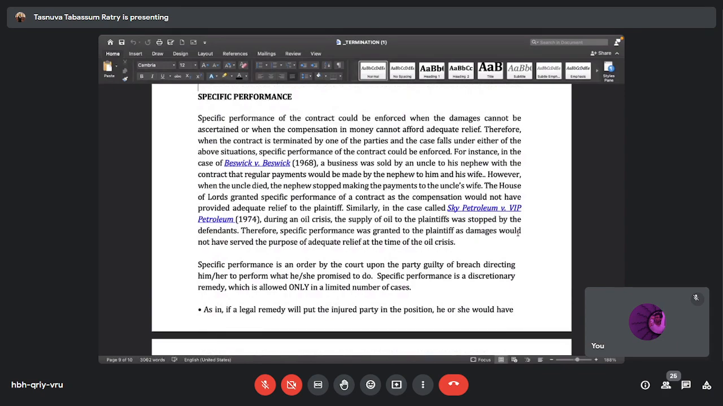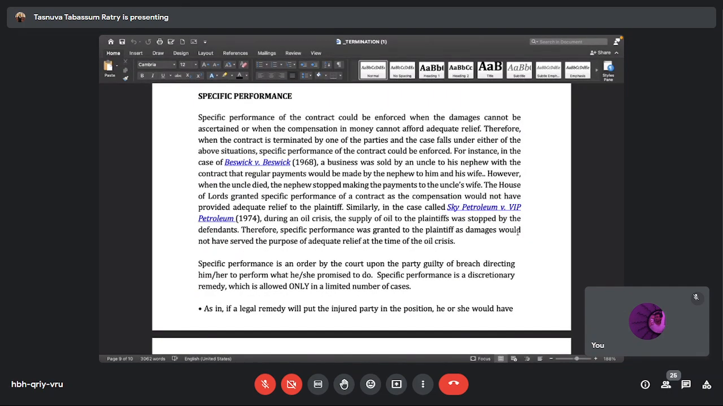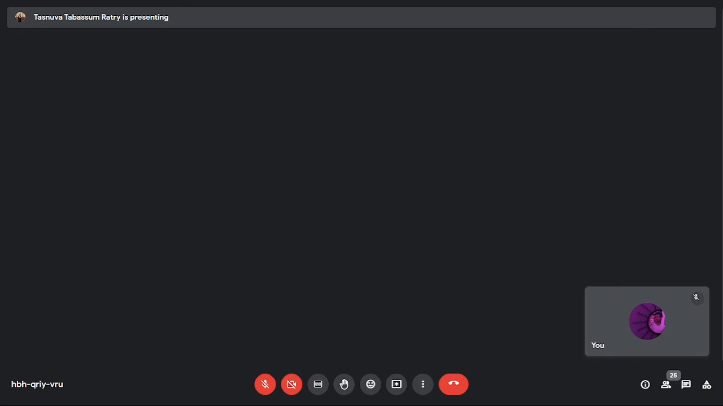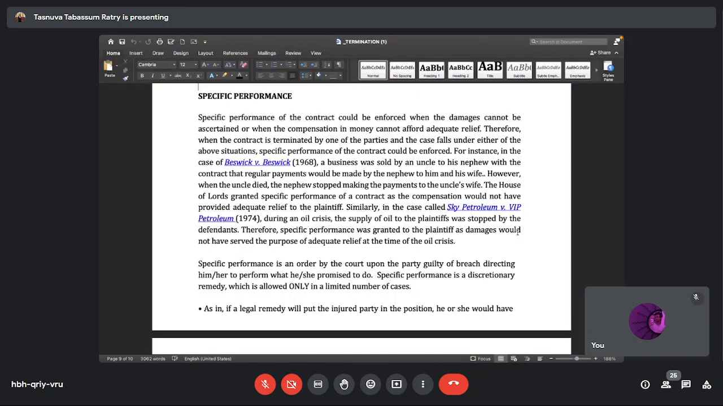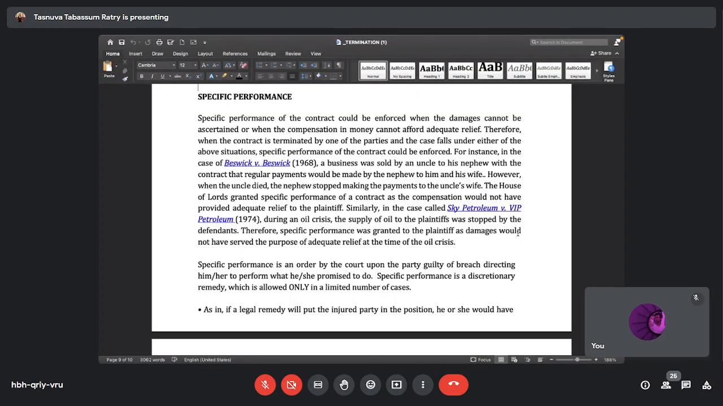Specific performance is usually enforced when damages cannot be ascertained, where damages is not an adequate relief, where compensation is not an adequate relief. In that case, the court usually gives an order of specific performance. Specific performance is usually ordered when the contract is being terminated. It can be enforced in order to put the parties back in the same position they would have been in if the contract was duly performed.